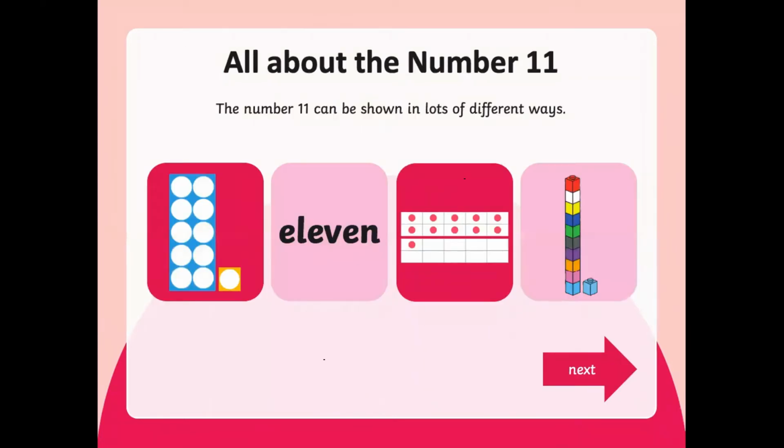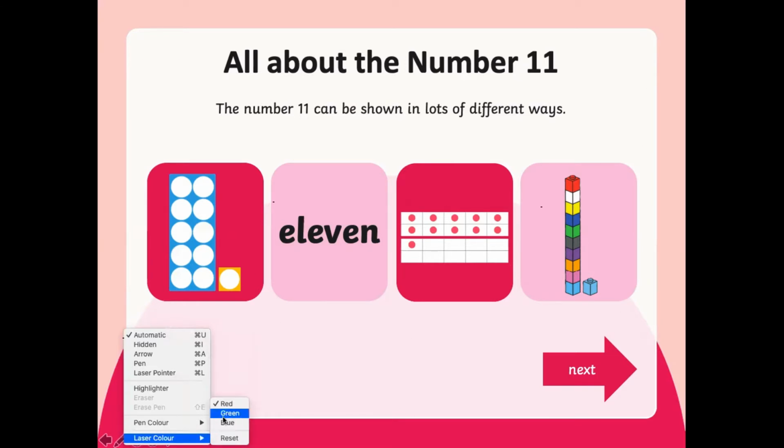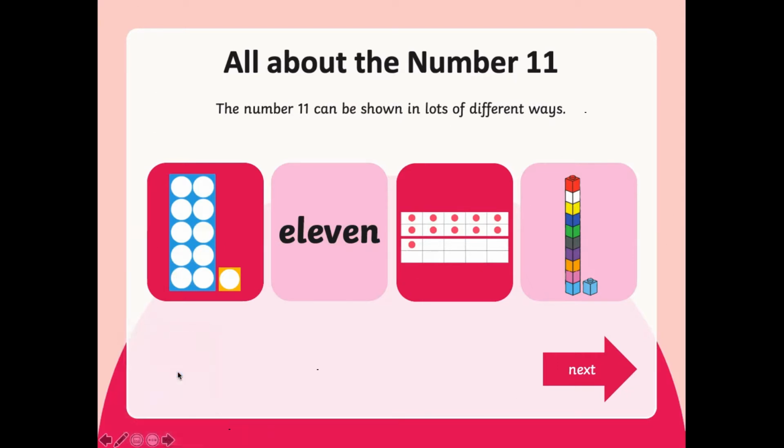All about the number 11. The number 11 can be shown in lots of different ways. So if you look over here, it can be shown with shapes, which is 1, 2, 3, 4, 5, 6, 7, 8, 9, 10, 11 of them, right? So that is 11 shapes.